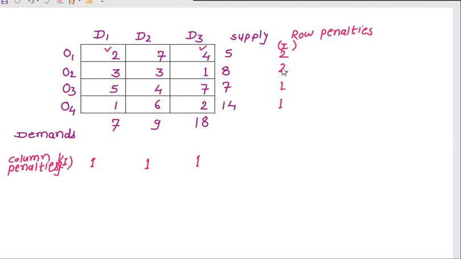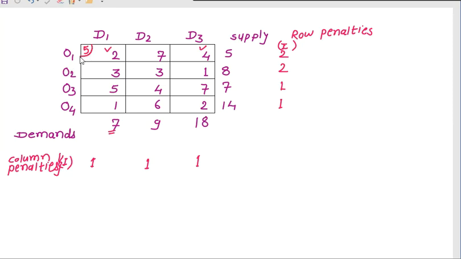Now there is a choice, we can select any one row. So let us select the first row. So this is the first row. In the first row, we select the cell with the least cost and allocate the maximum possible quantity in this cell. So what is the requirement here? 7. What is the available quantity? 5. Allocate maximum possible quantity. So we can allocate 5 units.